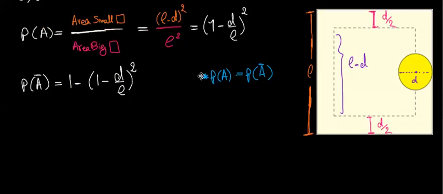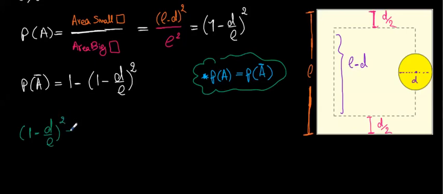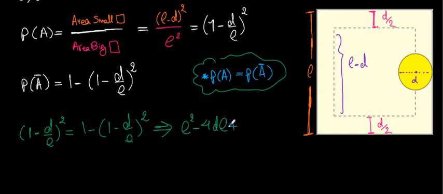Taking it as the odds for the first player against others, if we put together, from this, we have one minus D over L squared, which is equal to one minus D over L square. If we recalculate, we have this quadratic equation: L square minus 4 times D times L plus 2 times D square, which is equal to 0.